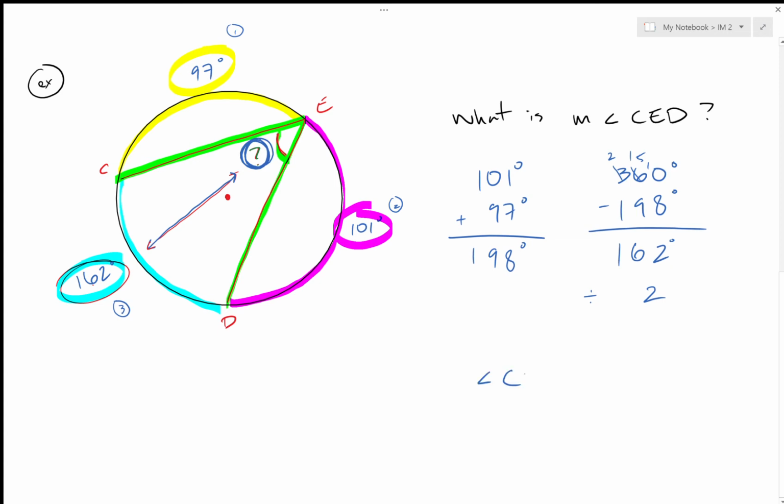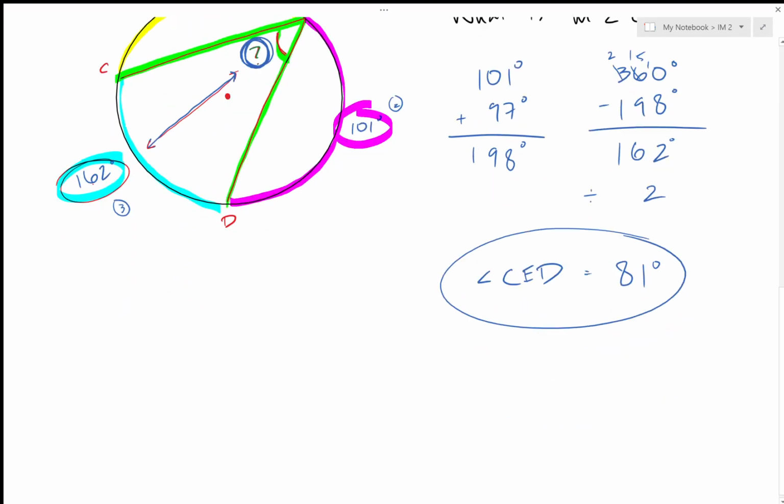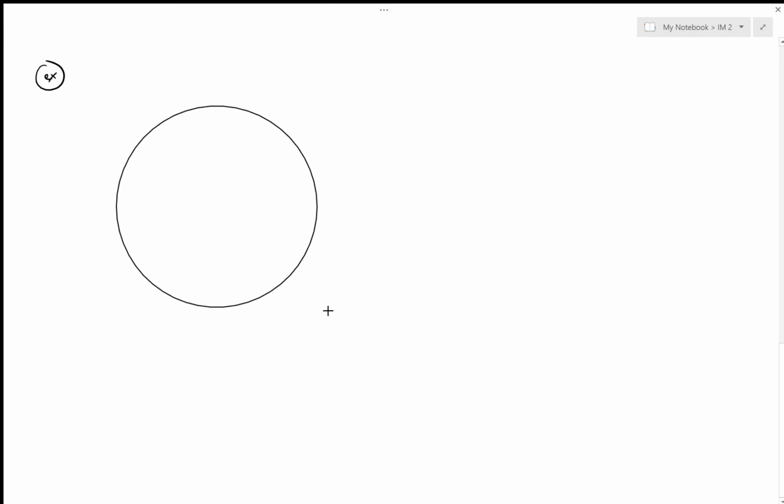So angle CED, cutting that in half, 81 degrees. So we found out that that inside angle there is 81 degrees. So we're kind of problem solving, got to puzzle all this together, trying to figure out what we have, what we're missing, and how we're going to find that. So let's see this again.